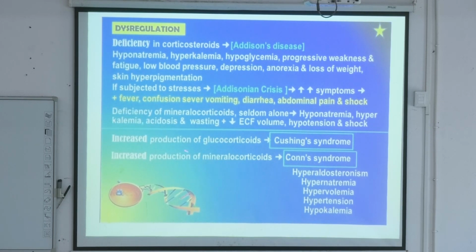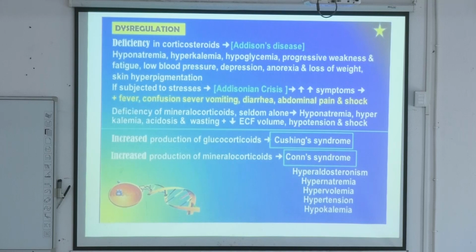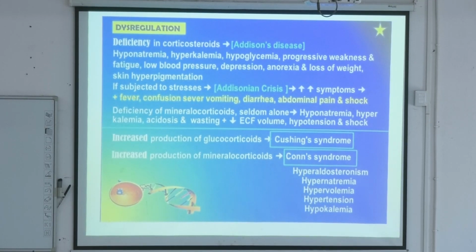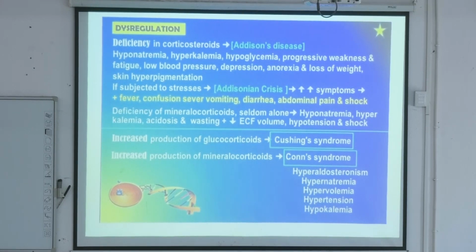See what happens in Addison's disease? Hyponatremia, hyperkalemia, that is because of the mineralocorticoid. Hypoglycemia, because glucocorticoid controls carbohydrate metabolism. Glucose is not produced properly in the body. So there will be hypoglycemia, with progressive weakness and fatigue because entire carbohydrate metabolism is down. Even protein metabolism and fat metabolism are not properly acting. There is low blood pressure, depression, anorexia, loss of weight and skin hyperpigmentation.